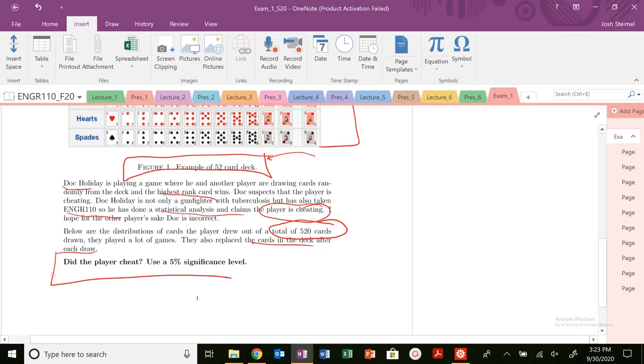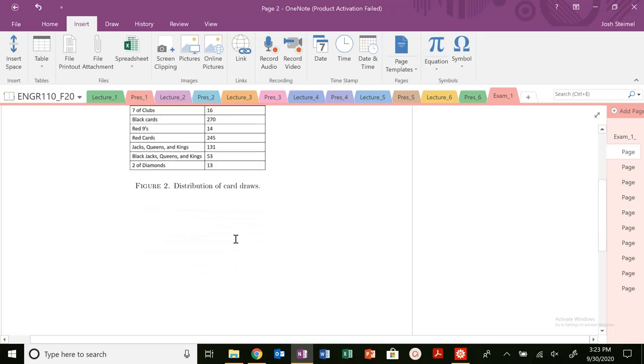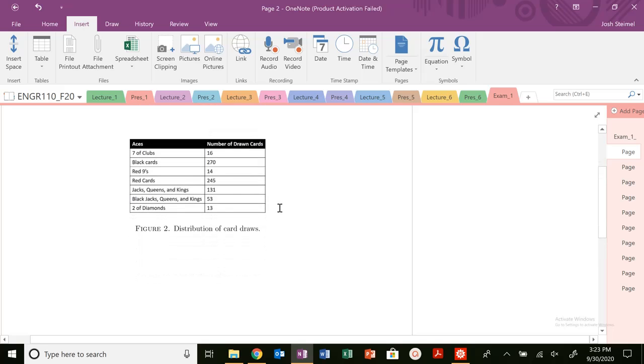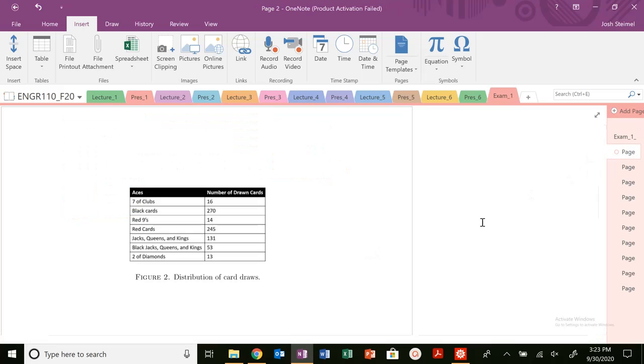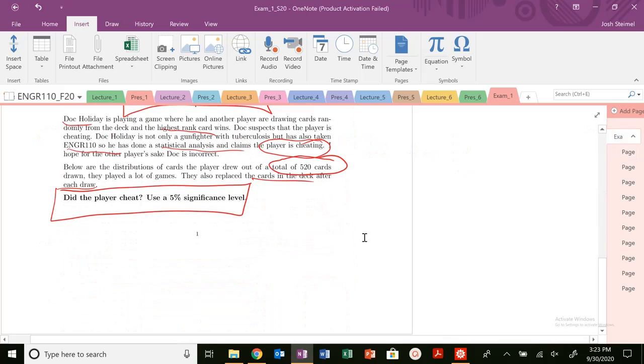So did the player cheat? Use a 5% significance level. And below here, we can see the number of cards drawn. Let's look back here for a second. There are a total of 520 cards drawn. So that's the total number of cards drawn, or games basically. We drew those cards 520 times. So we need to see if the player cheated at a 5% significance level.